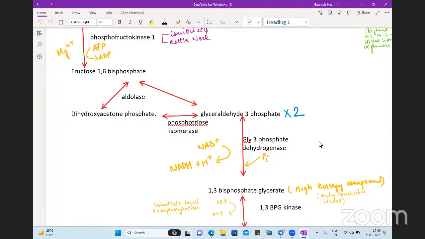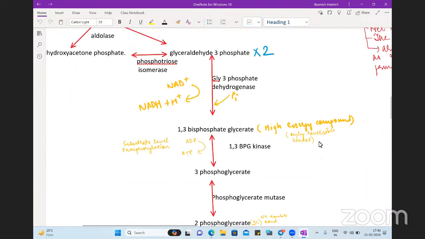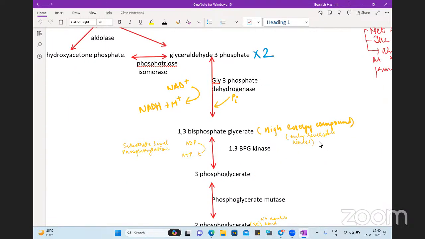Okay. Now moving on to the next step, glyceraldehyde. From here on in the cycle, everything will be doubled, for the simple reason that we have two glyceraldehyde 3-phosphate molecules, because the DAP has also isomerized into glyceraldehyde 3-phosphate. So you will have to double everything in the cycle from now on. Now this glyceraldehyde 3-phosphate changes into 1,3-bisphosphoglycerate. So you see there has been addition of one phosphate group.